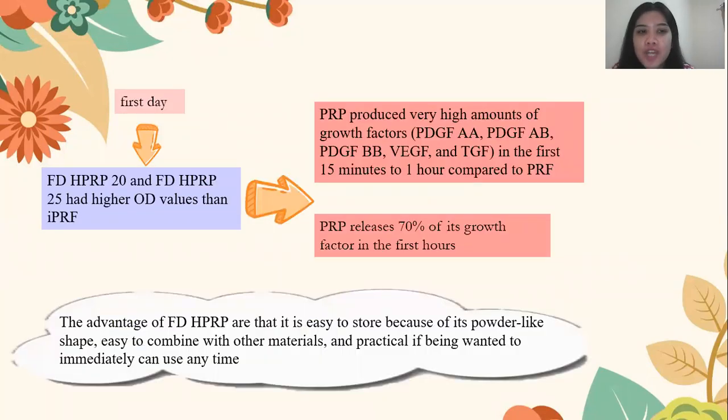And on the first day, FDHPRP20 and FDHPRP25 had higher OD values than IPRF. I think that it's because PRP produces very high amounts of growth factor in the first 15 minutes to 1 hour compared to PRF. And PRP releases 70% of growth factor in the first hour. So I think that it is the reason why FDHPRP20 and FDHPRP25 had higher OD values than IPRF. And the advantages of FDPRP are that it is easy to store because of its powder-like shape, easy to combine with other materials, and practical, it can be used immediately anytime.